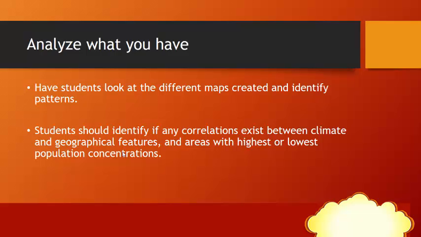Once these different maps have been created, have the students look at the different maps to identify any patterns that they might see. Students should identify if any correlations exist between climate and geographical features and areas with highest or lowest population concentrations.